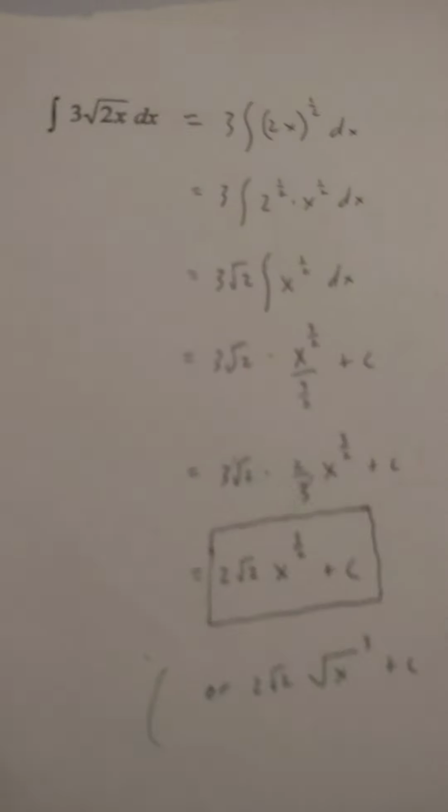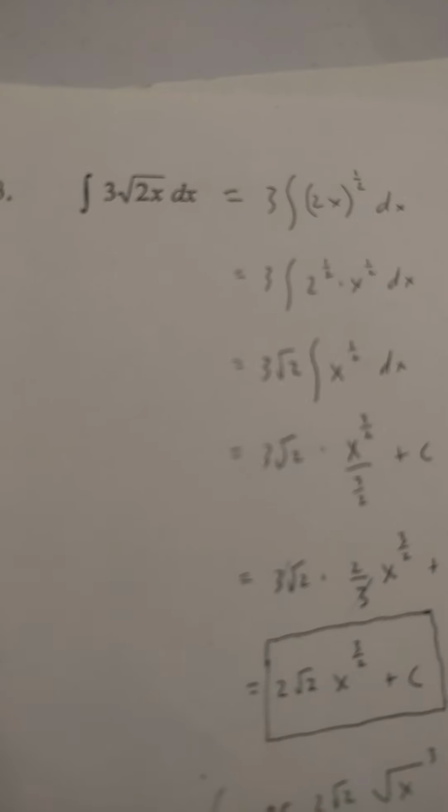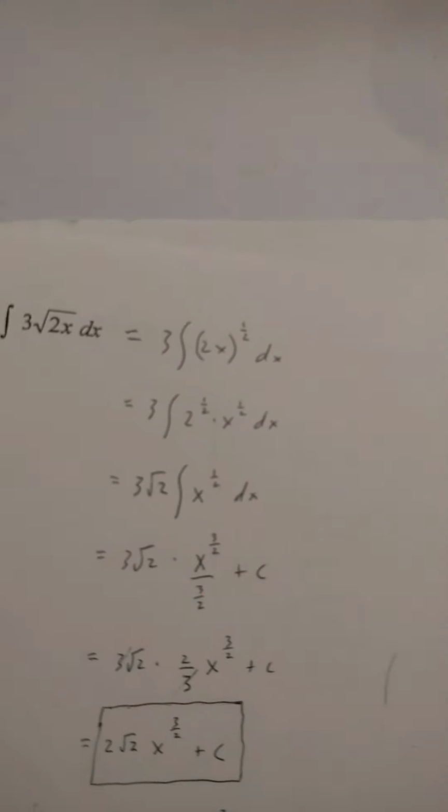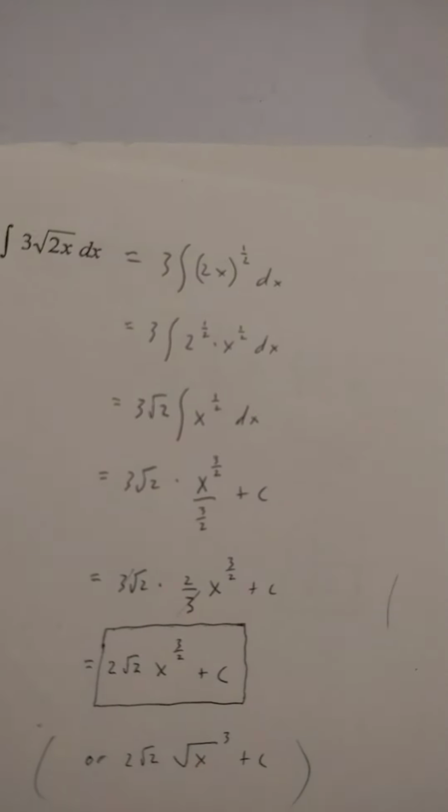Here's another integral problem, number 3. We don't like radicals with integrals, so rewrite 2x with the square root as 2x to the 1/2 power, because doesn't square root mean 1/2 power? Let's see, this thing isn't focusing right. Sorry about that. Okay, there it is.